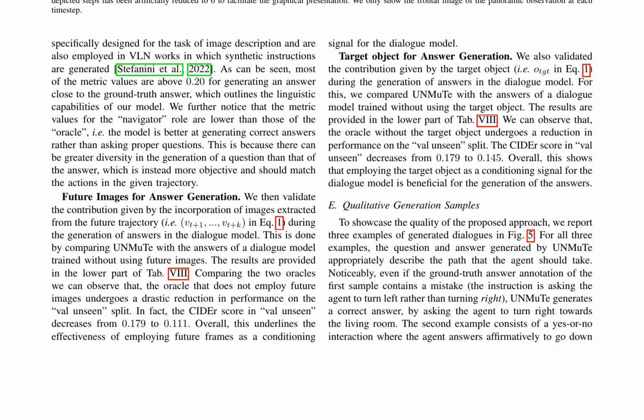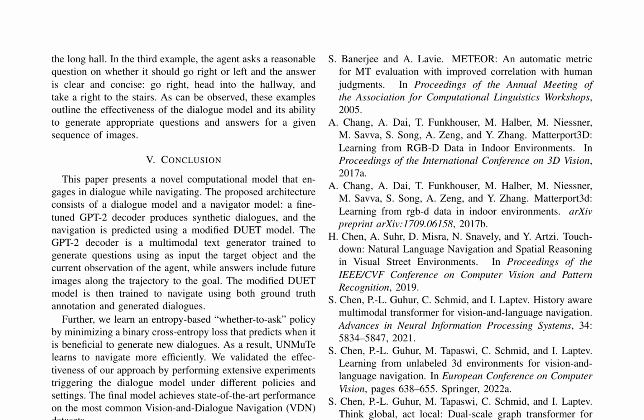The model is trained on a dataset of navigation episodes using dialogue instances as textual input and evaluated on the val unseen and test unseen splits of the NDH dataset, achieving top 1 performance on all metrics. The paper introduces a novel computational model, UNMuTe, which integrates dialogue and navigation in an environment. This architecture consists of a dialogue model, utilizing a fine-tuned GPT-2 decoder to generate synthetic dialogues, and a navigator model, based on the Duet model, predicting navigation using both ground truth annotation and generated dialogues.